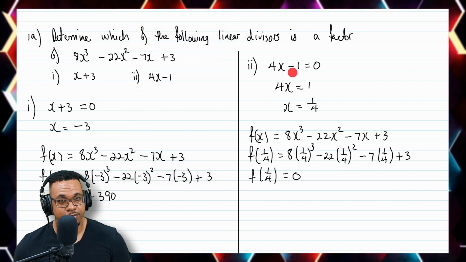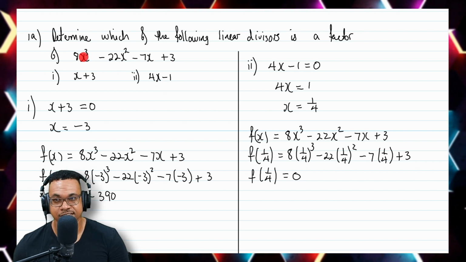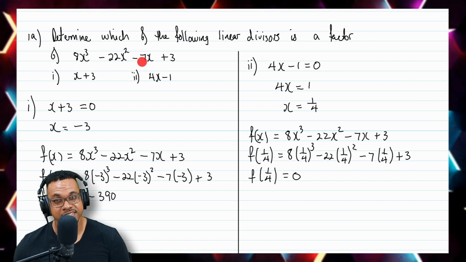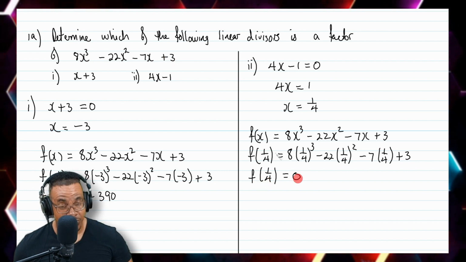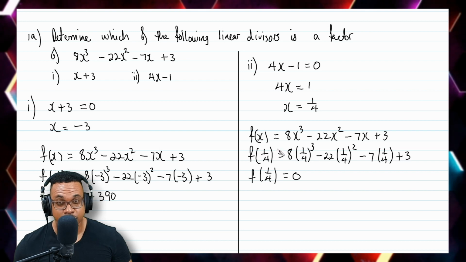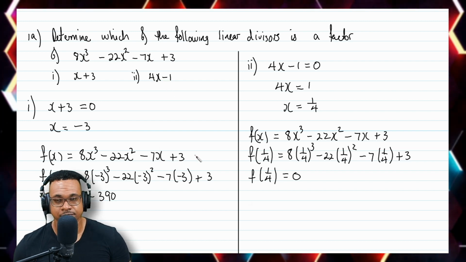Hence, 4x take away 1 is a factor of this 8x cubed take away 22x squared take away 7x plus 3. Because this f of a quarter is equal to 0, which means we don't get a remainder when we divide this polynomial here by 4x take away 1.